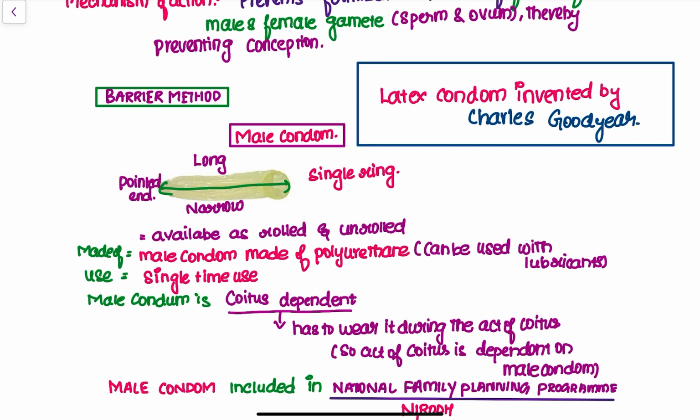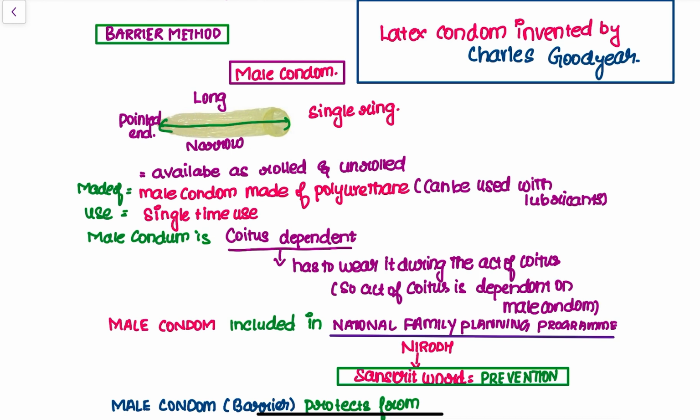Why? Because latex is basically rubber. If you use any sort of oil-based lubricant with the latex condom, there are high chances that it is going to tear or break. That is going to result in failure of contraception. For that reason, the latex condom was replaced by the latest available condom, the polyurethane condom. Polyurethane condoms are the male condoms which are very popularly used nowadays.